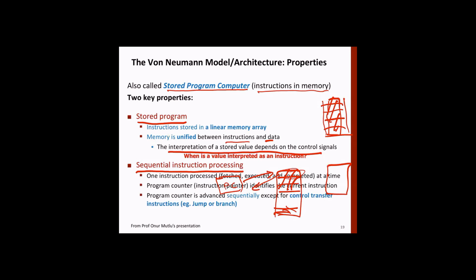One instruction is fetched from memory, then executed, one at a time. So basically, one instruction execution happens at a time, and the program counter keeps track of that. The program counter is increased sequentially until we get a control transfer instruction, a jump or branch instruction. Is it clear?